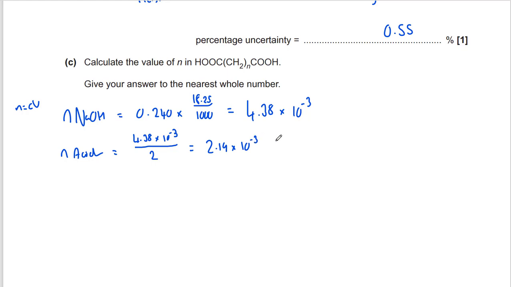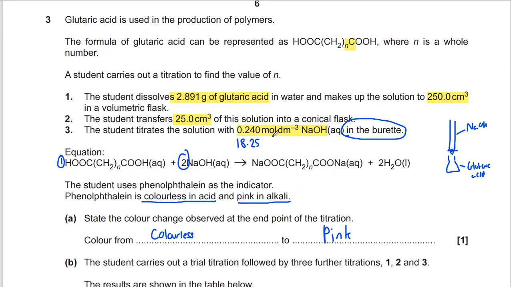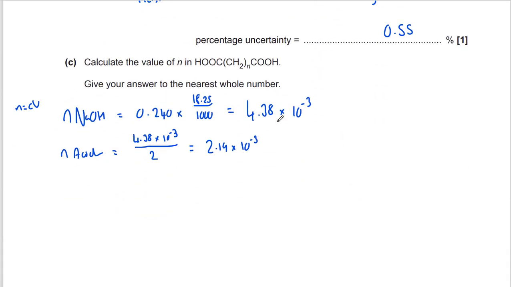Now, specifically, that is the amount of acid in the conical flask, and if we just go back up again, apologies for the constant scrolling, that is 25 centimeters cubed. So that's the amount of acid in 25 centimeters cubed. Now just remember, we started with 250 and we took 25 out of it. So this is the amount of acid in 25 centimeters cubed. We need to know the amount of acid in 250.